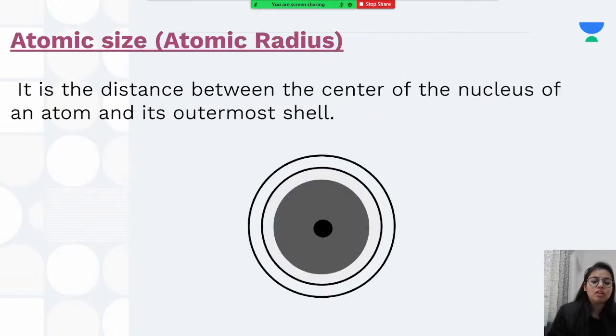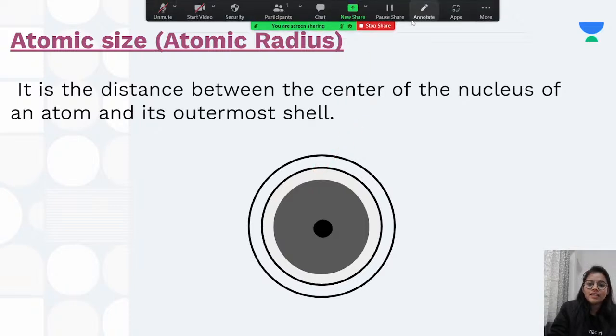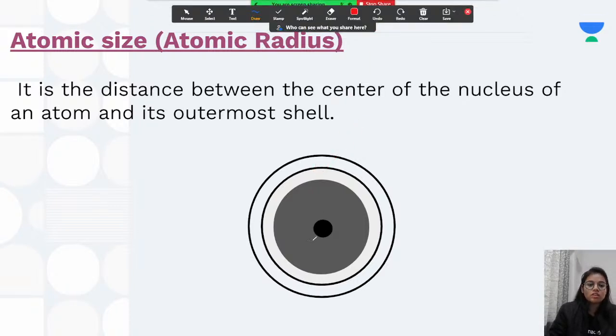Now, talking about atomic size or atomic radius. What do we mean by atomic size? What do we mean by atomic radius? It is the distance between the center of the nucleus of an atom and the outermost shell. So let's say this is our nucleus.